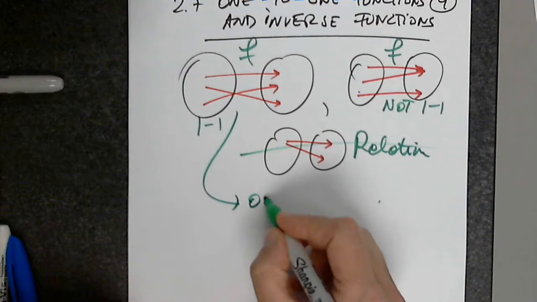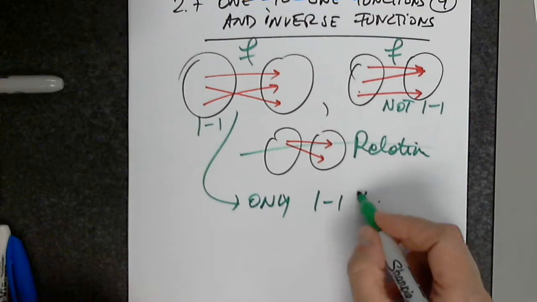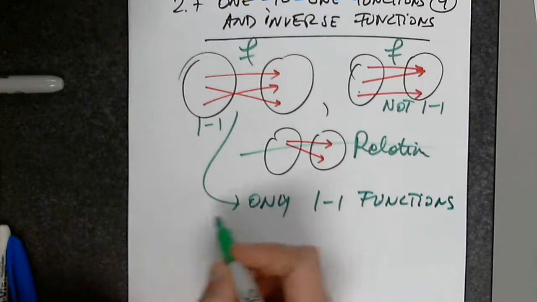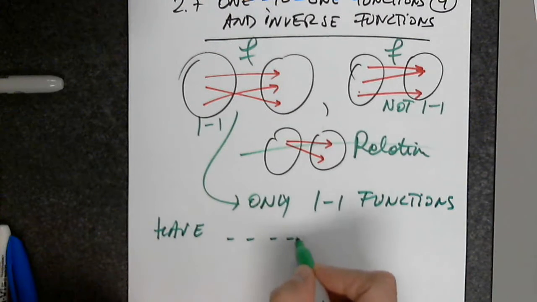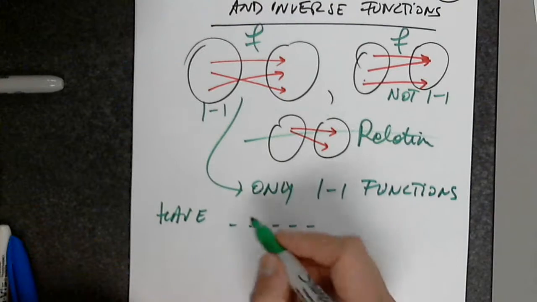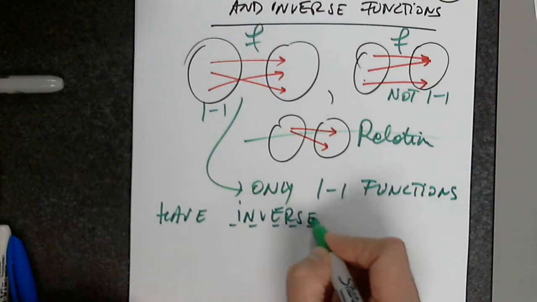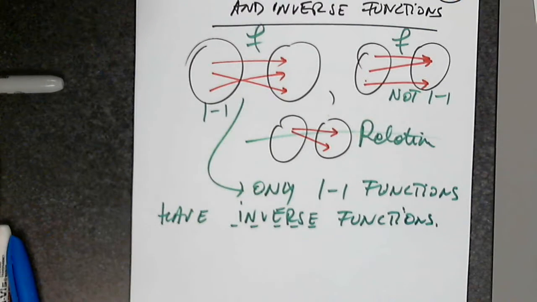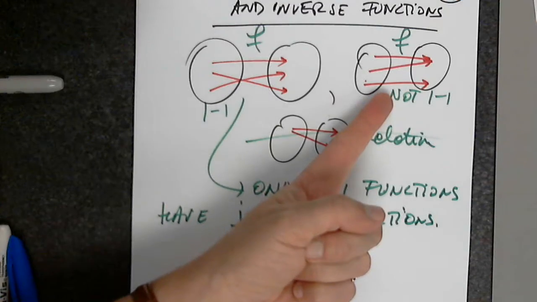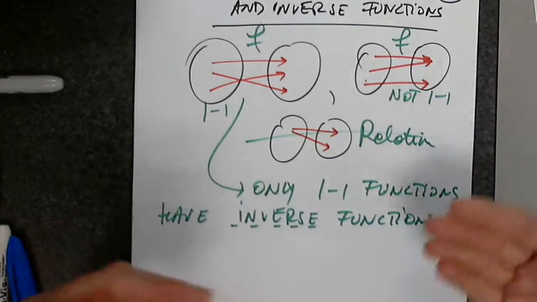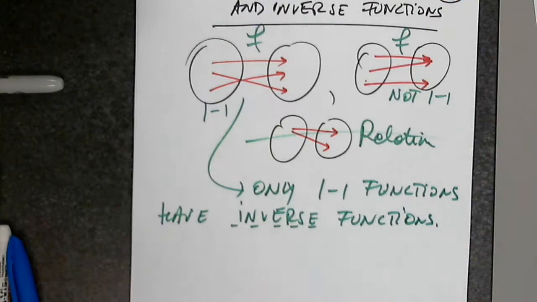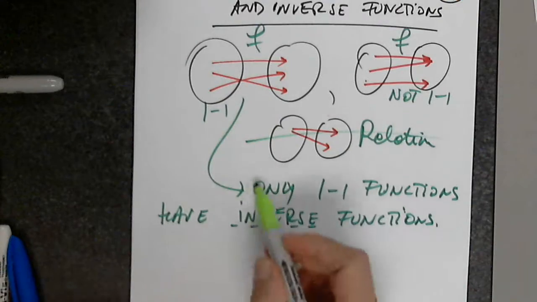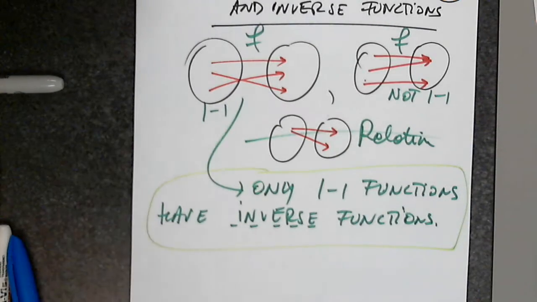Why? Only one-to-one functions have, exactly, I was just going to write that, very good, inverse functions. All of them have an inverse. Even this one has an inverse, but its inverse is not a function, because if I go back, it's a relation, exactly. Thank you. So this is very important. Only one-to-one functions have inverse functions.